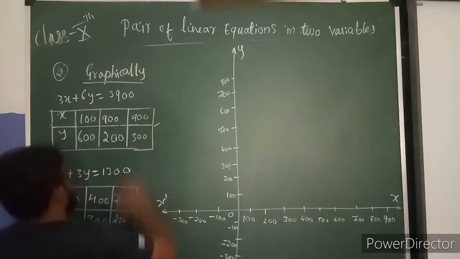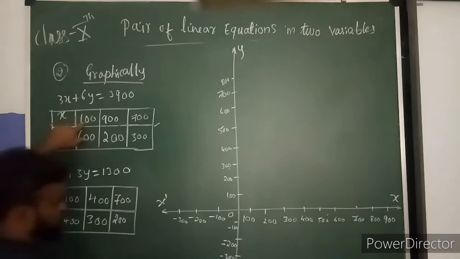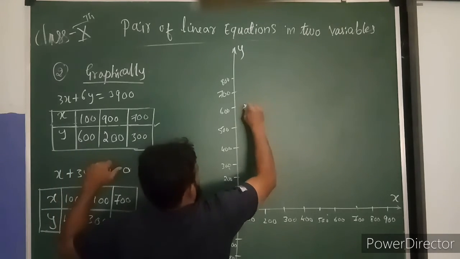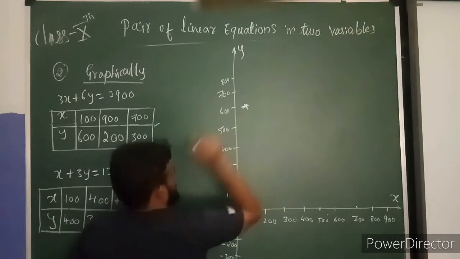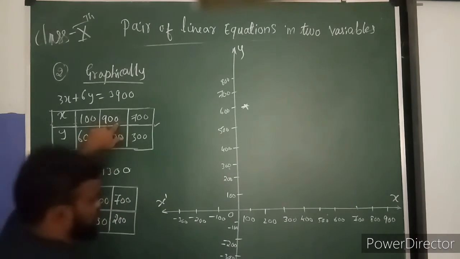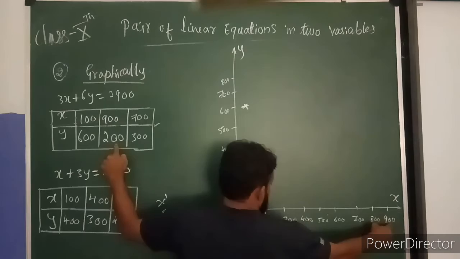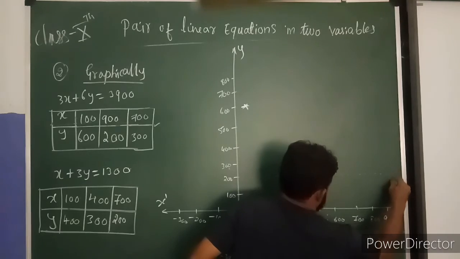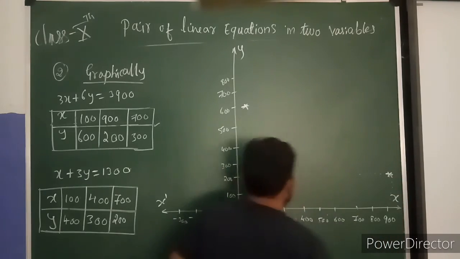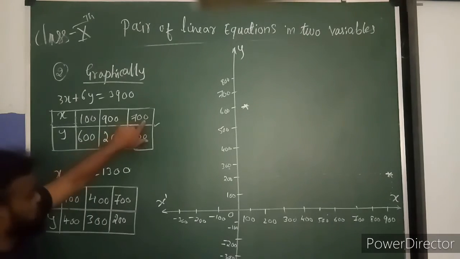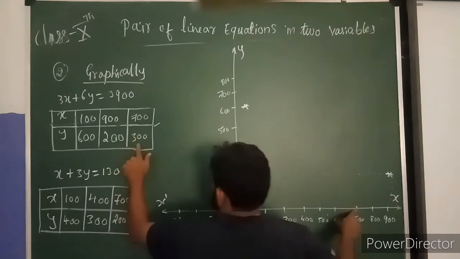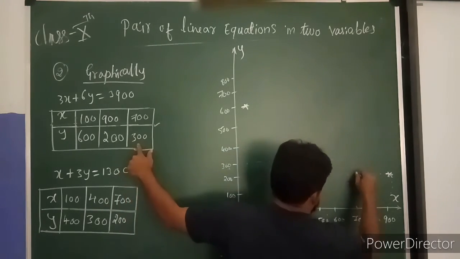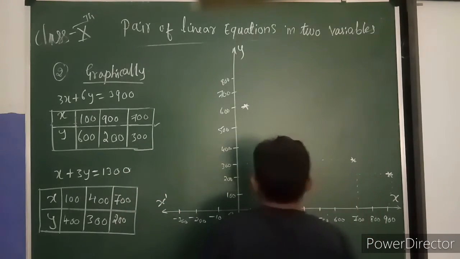First I will take this part. First, x is 100 and y is 600, see. And similarly x is 900 and y is 200, see. See here, 900, right? And another one is x is 700 and y is 300, you see. This is okay, this is the 700 and 300.